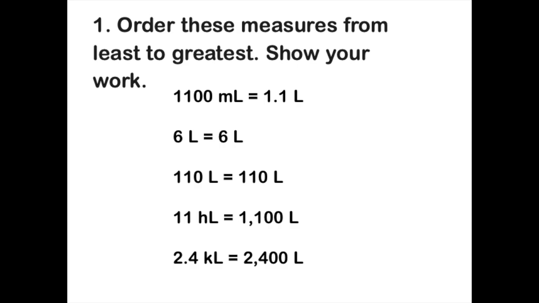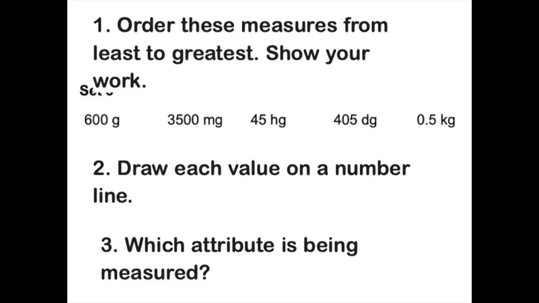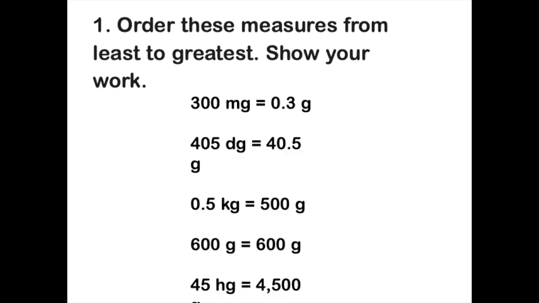If you've done your unit conversions correctly, you should have gotten this order from least to greatest. This is the correct answer. Again, convert the units to order these measures from least to greatest. Again, draw each value on a number line and tell me which attribute is being measured. If your unit conversions are correct, you should have this order of least to greatest.